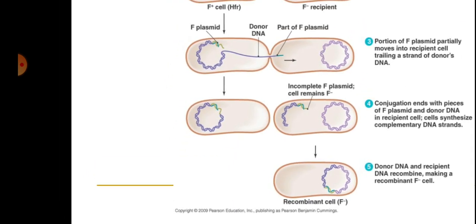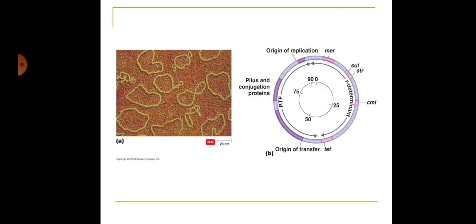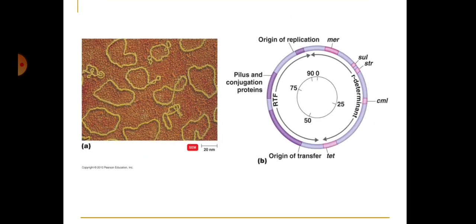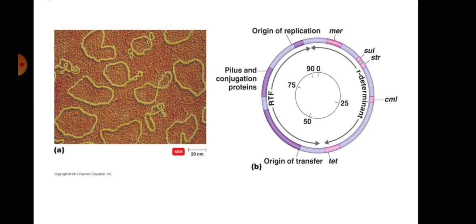Now we have got the recombinant cell which is F negative. In the fifth stage, donor DNA and recipient DNA recombine, making a recombinant F negative cell. Here you can see the elaborated diagram of the base pairs.